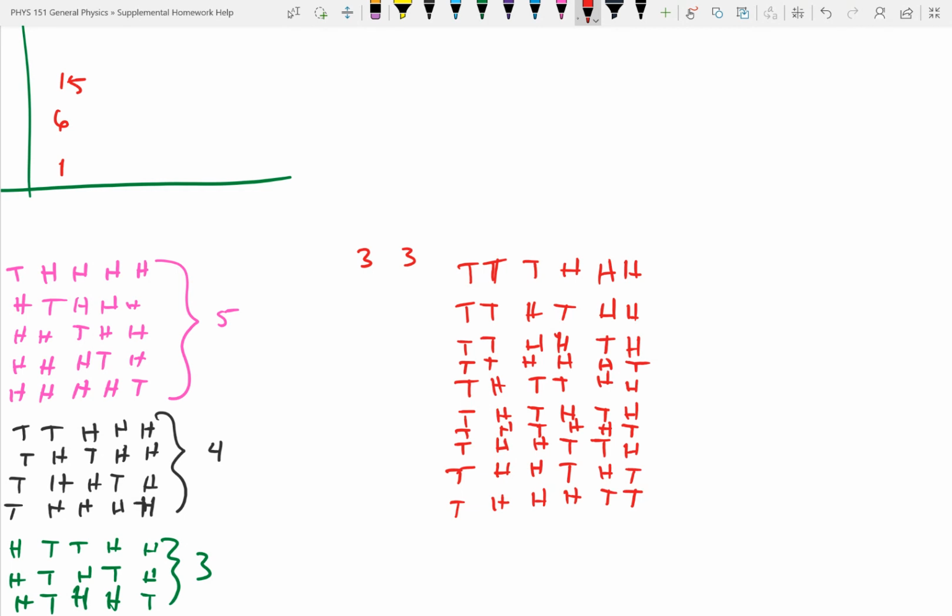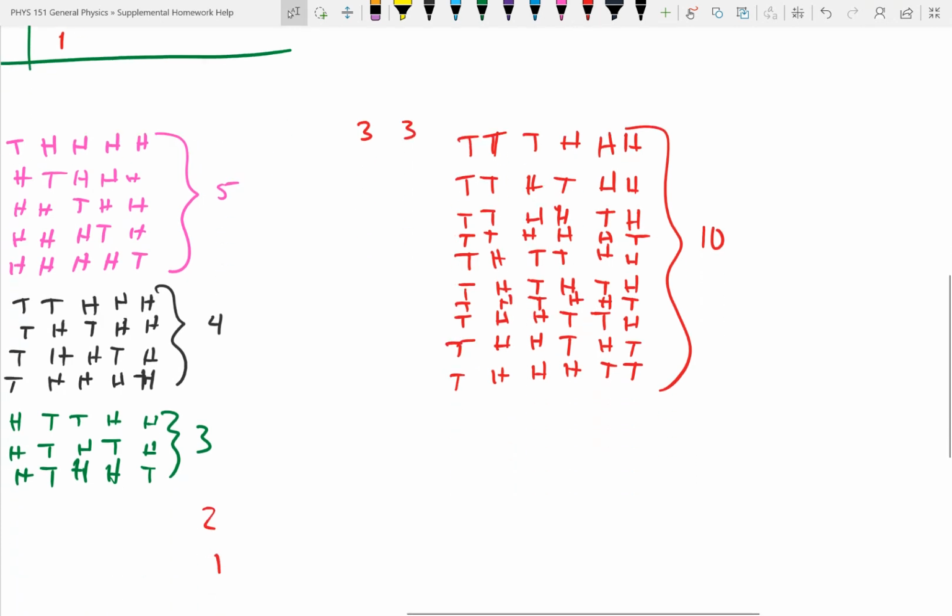So we have 1, 2, 3, 4, 5, 6, 7, 8, 9, 10 options. We had 10 options that have tail as the first one. And then we have to go on down to how many options we have with tail as the second one, and so on. We used to use a formula for this rather than counting them all out by hand. Calculator. Some calculator functions in there.